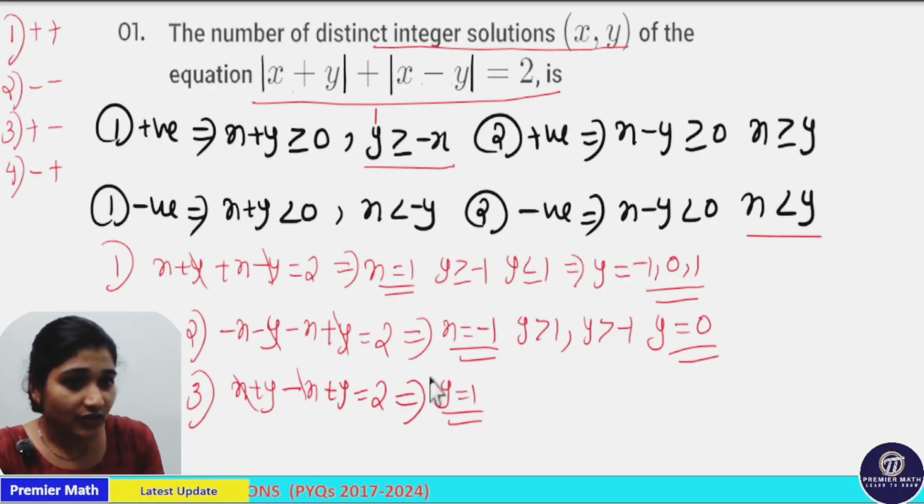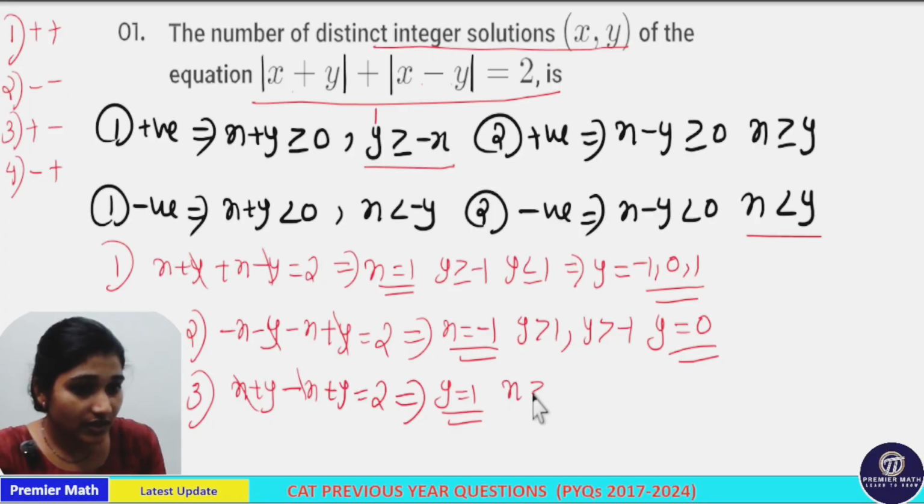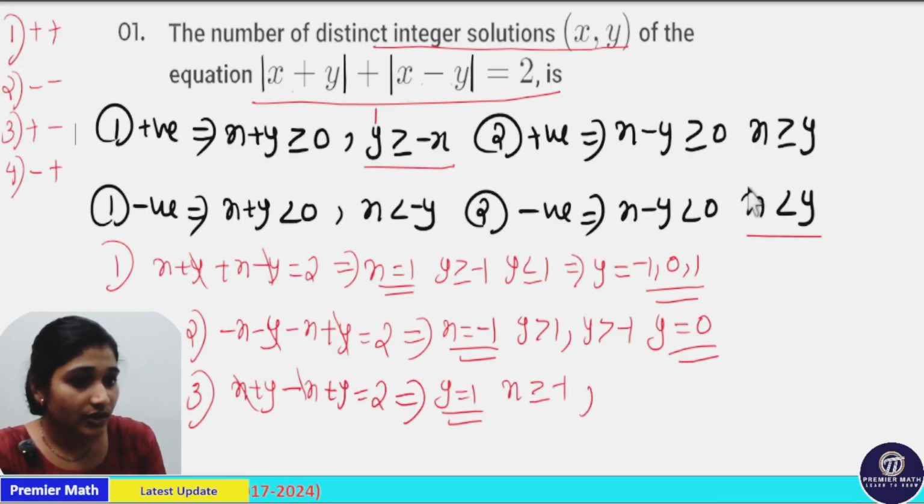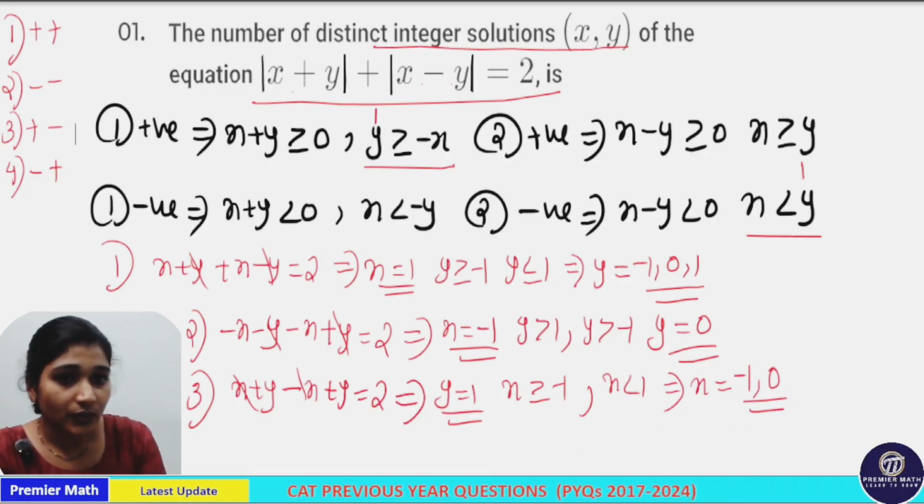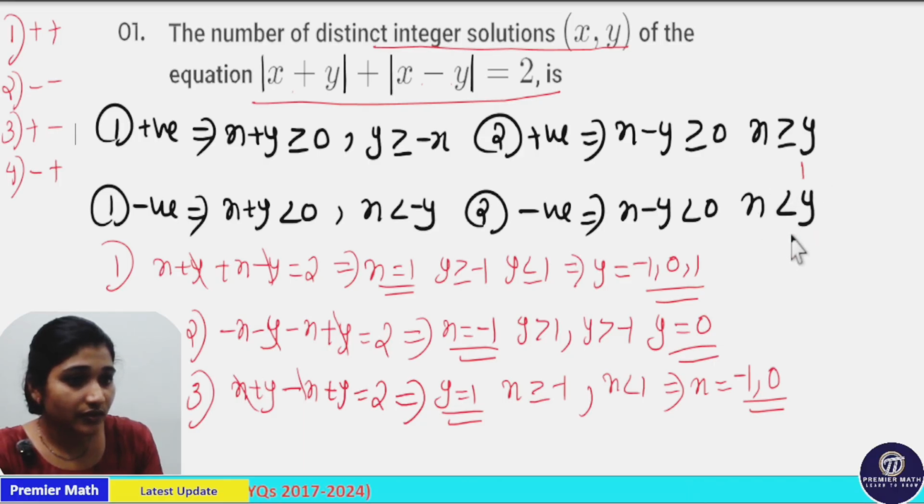So x is greater than or equal to minus 1. Now, here y is equal to 1. So x less than 1 means x can choose the value minus 1 and 0 here. Now, apply the fourth property, that is the fourth condition.